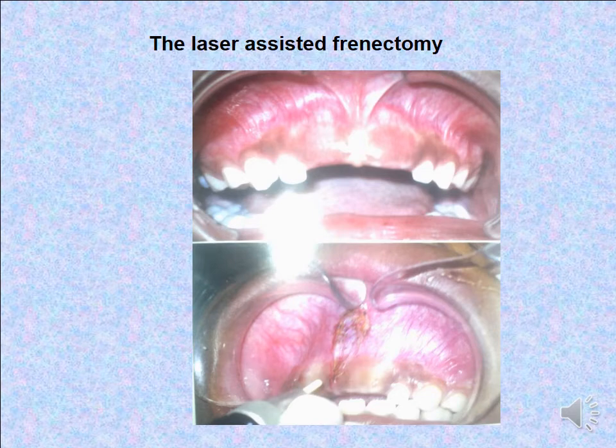Another technique is using a laser. In laser-assisted frenectomy, you do a normal frenectomy, not using a normal scalpel but a laser. This is a good technique for a large frenum, as it reduces bleeding problems, gives a clear field, and healing becomes very easy.